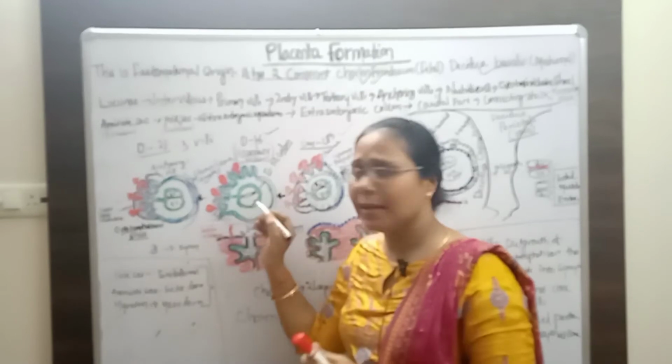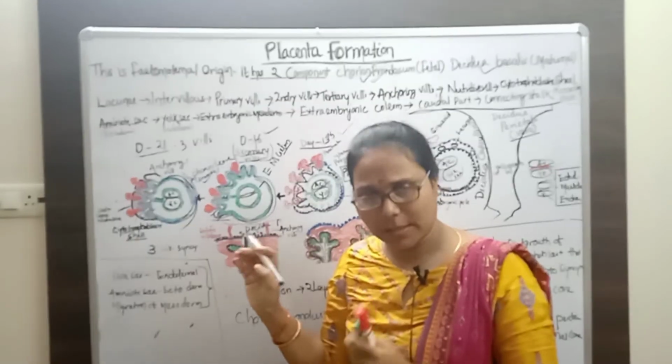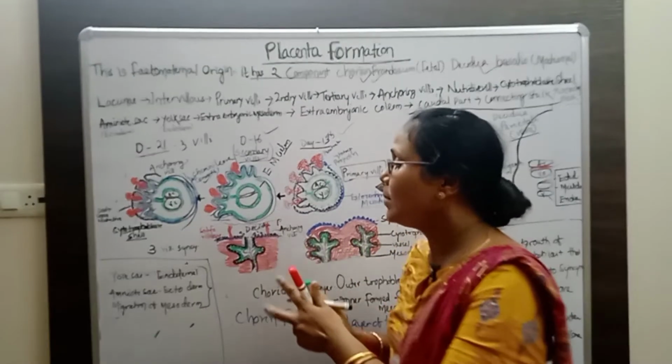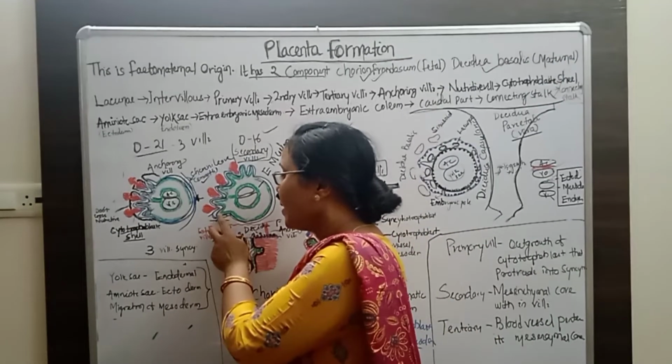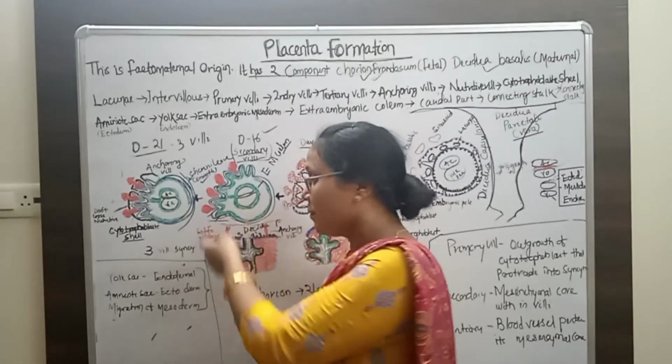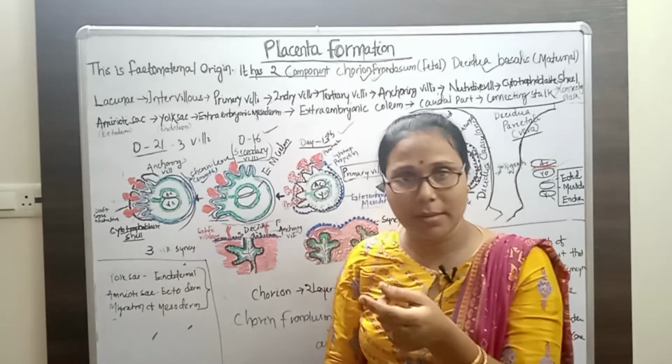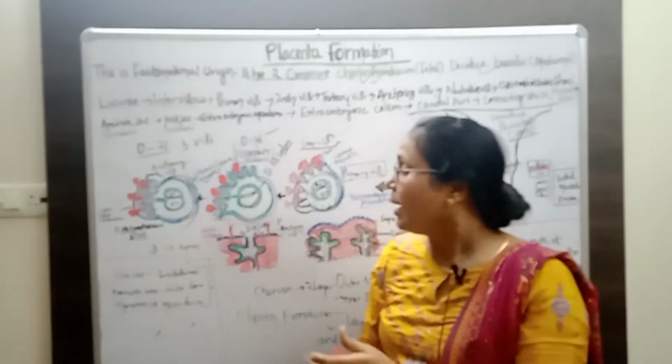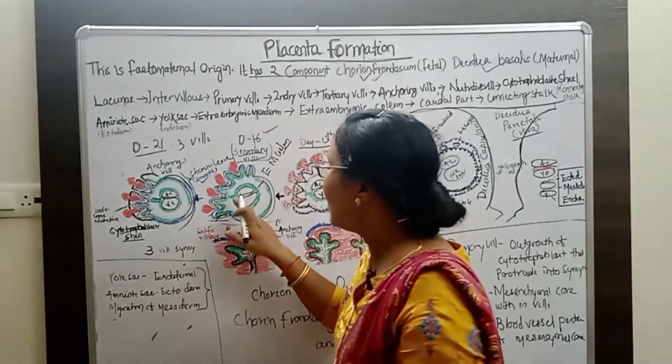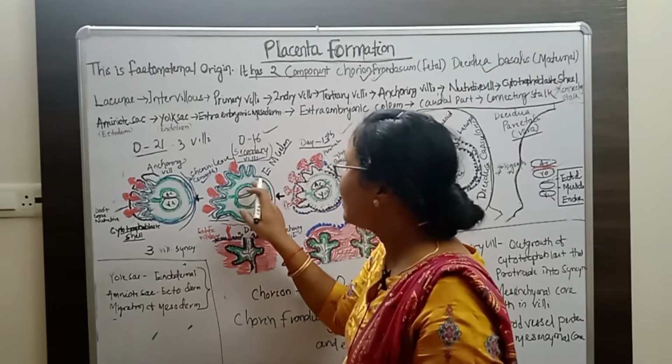When secondary villi formation takes place, some blood vessels arise within this mesoderm. This happens on day 21. And what happens inside the embryoblast?